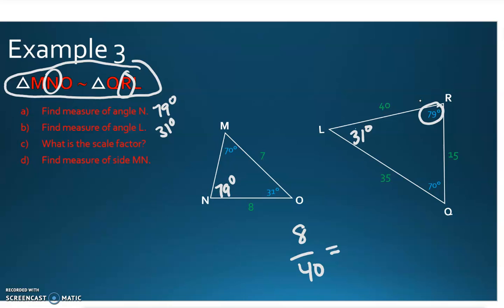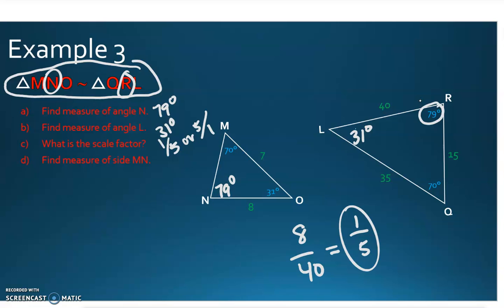Of course, we're going to reduce that. Let's divide both the top and the bottom by 8, and that's going to give us 1 over 5. So our scale factor is 1 over 5, or you could say 5 over 1, depending if you're talking about the smaller or the larger triangle. So I'm just going to write 1/5 as my scale factor, or you could say 5 over 1.